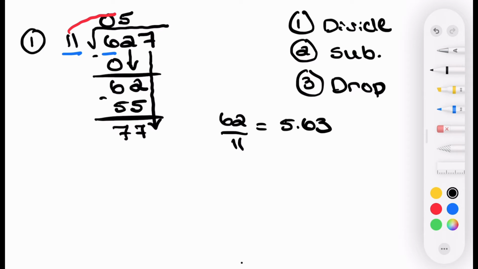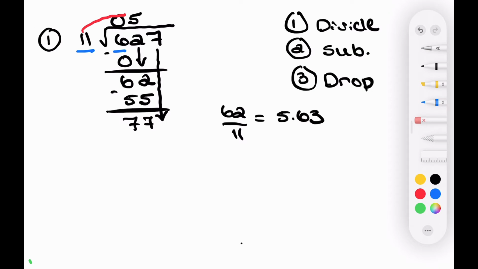But did you see how we did all 3 steps? We divided, which was 62 divided by 11. Then we subtracted, which was 62 minus 55. And then we dropped our final digit, which is 7. So now we go back to step 1 again and say, what's 77 divided by 11? Well, that's just 7, and we write that in our quotient here up top.